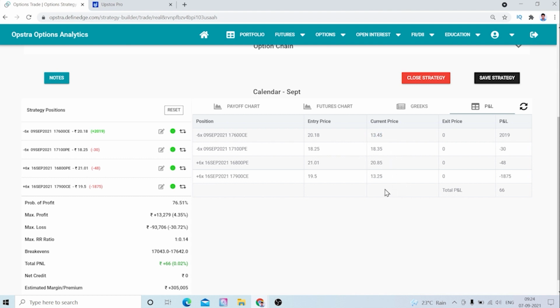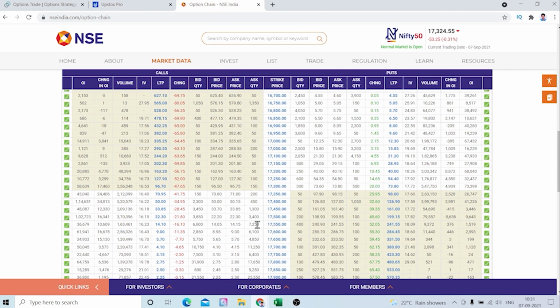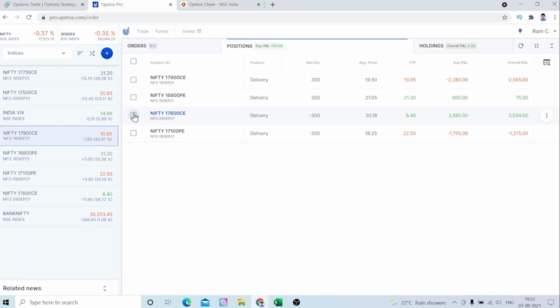Okay. Now time is around 10:30. Market is down around 0.4%, so we have to exit our call positions. As you can observe here, the latest call premium is trading around 8 rupees, which is less than 50% of 22, right? So I'm exiting my call positions, both sold and bought positions.